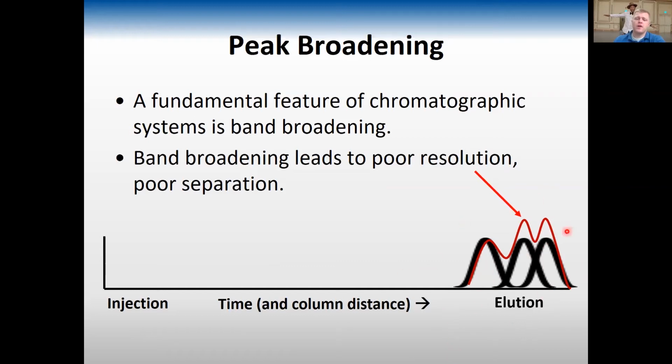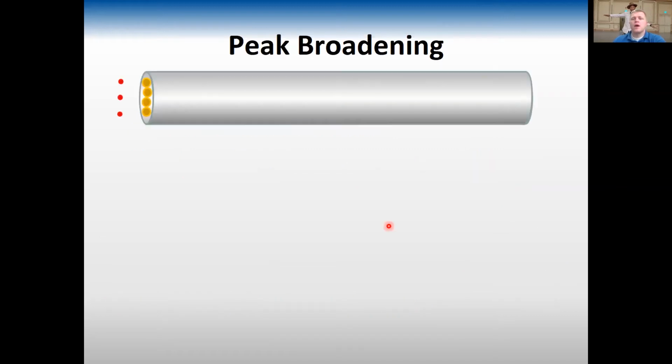To be able to figure out how to reduce that broadening, though, we're going to have to know where the broadening is coming from. So let's talk about 3 mechanisms for peak broadening.